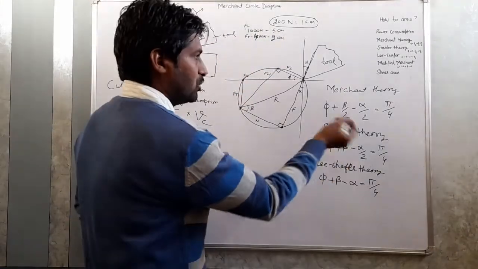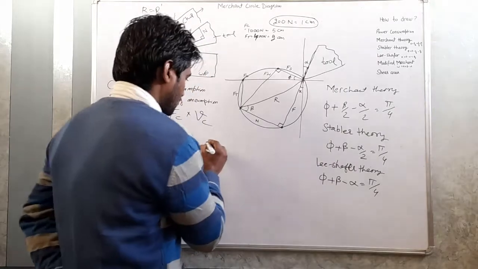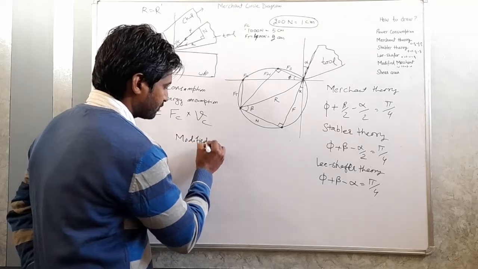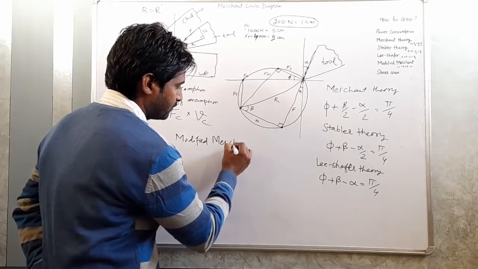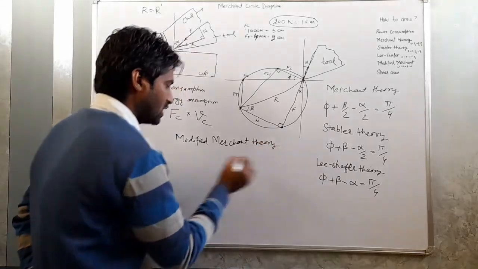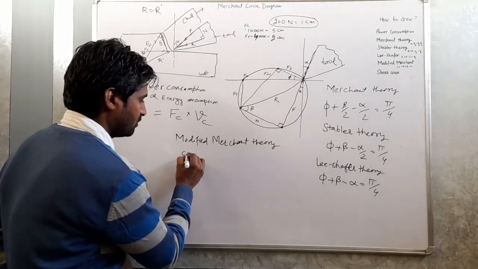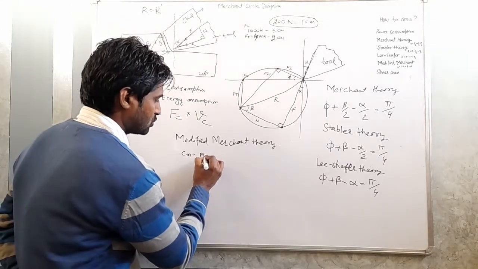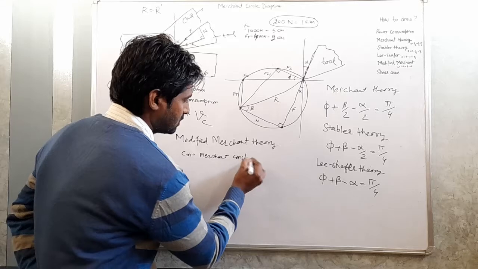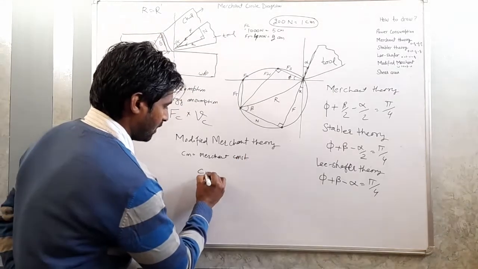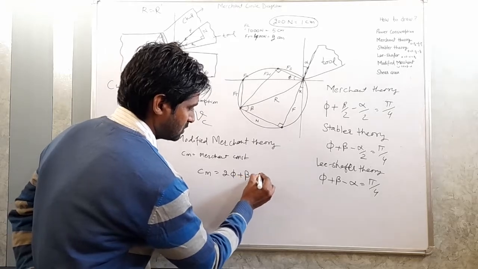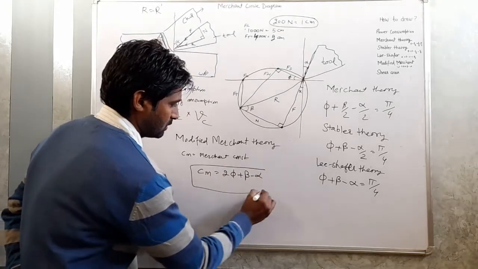And next is the modified Merchant theory. This is very important. This will give us the merchant constant, Cm. Cm is the merchant constant. So Cm equal to 2 phi plus beta minus alpha. This is very important. Remember this.